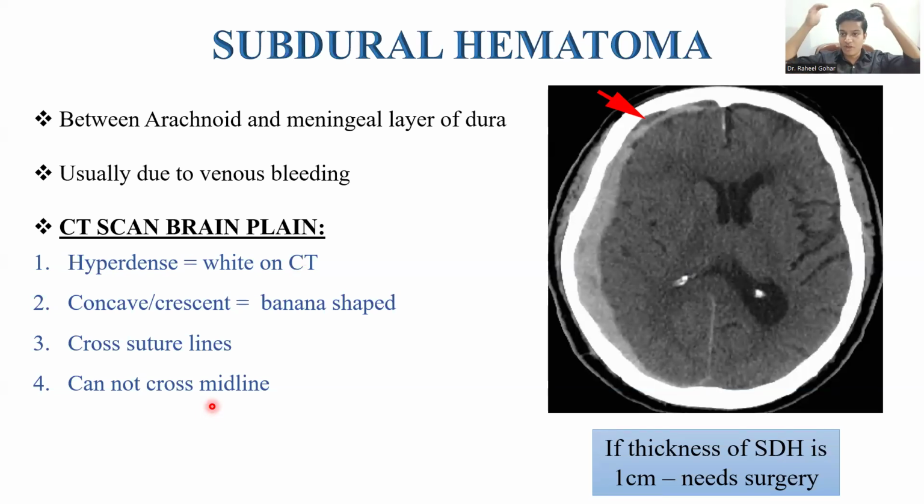So when the dura goes in the midline, the EDH is able to cross over it, but the subdural hematoma is below the dura. So when the dura goes like this in between the two hemispheres, the subdural hematoma also goes like this in the interhemispheric area. So it will never cross the midline. These two are very important differences between the EDH and the SDH.